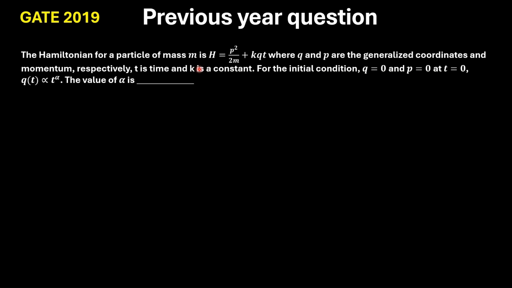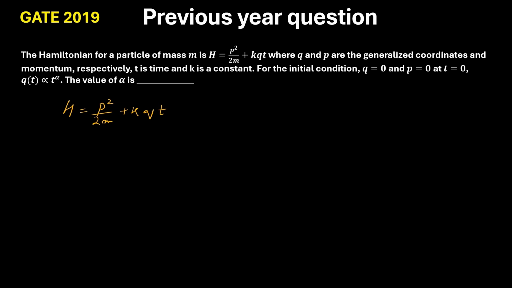In this question, we are given the Hamiltonian here, and P and Q are the generalized momentum and coordinate. For this initial condition, the generalized coordinate is directly proportional to t to the power alpha, and we have to find the value of alpha. So let's write the Hamiltonian first. The Hamiltonian is equal to p square by 2m plus kqt.